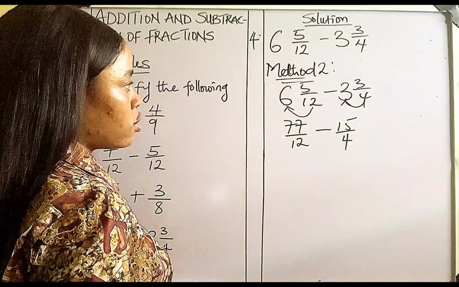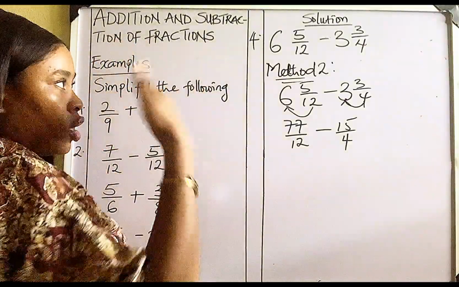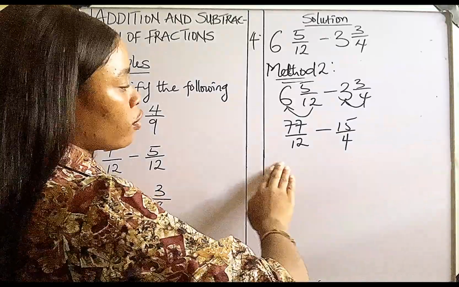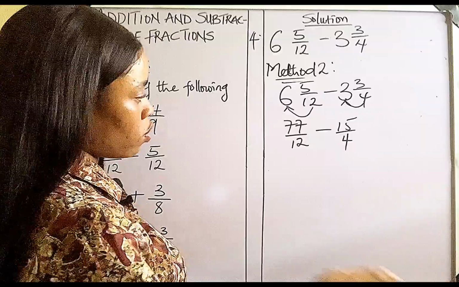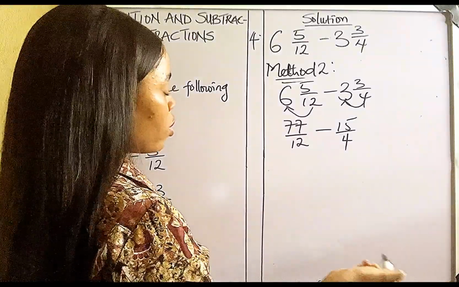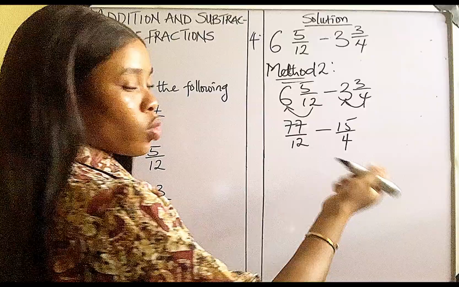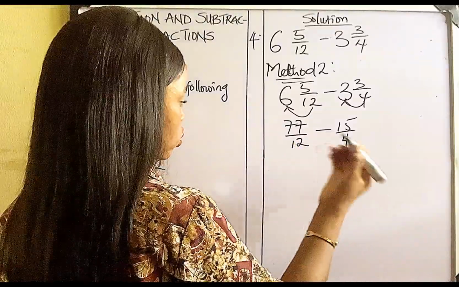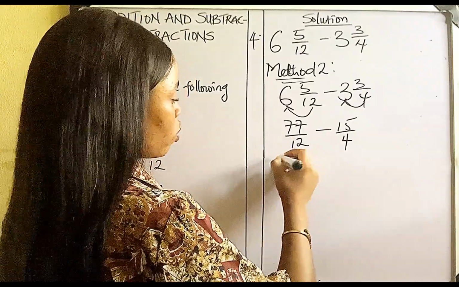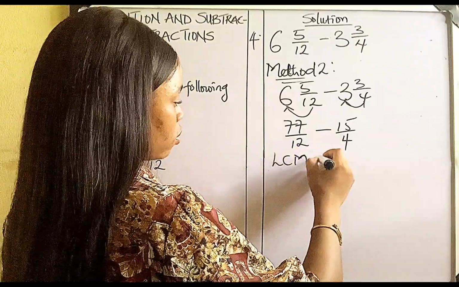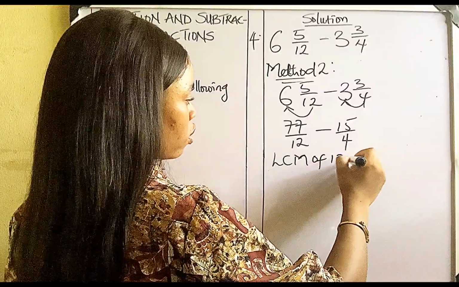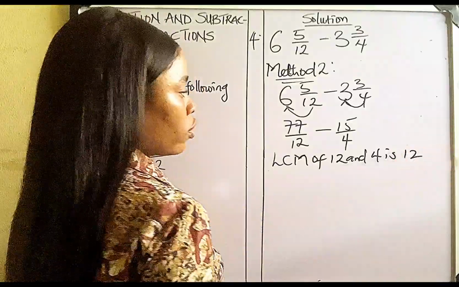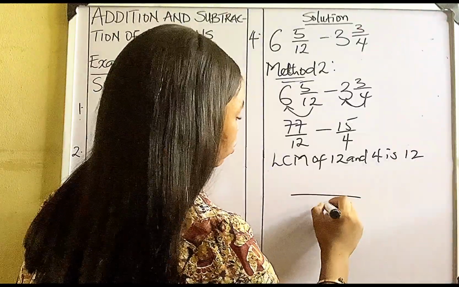Now you see that it's looking like what we did previously in example 3. The next thing to do is to make them have a common denominator. Find the LCM. The LCM is the smallest number that 12 and 4 can divide without a remainder, which we did in our method 1. So the LCM of 12 and 4 is 12. So we now have a common denominator, which is 12.